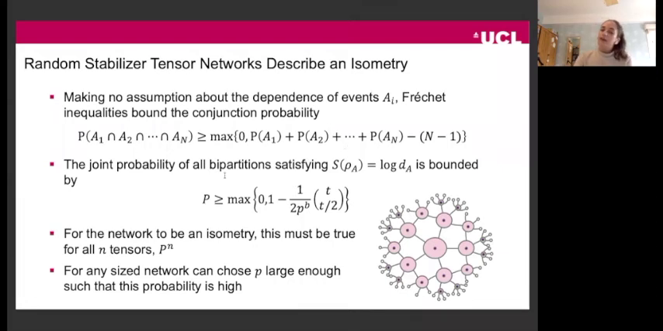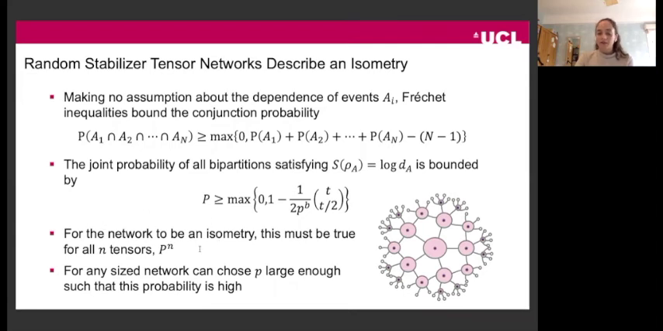So using this inequality along with the probability from the earlier slide, this gives us the joint probability of all bipartitions satisfying the entropy being maximal. And this is again bounded by here, where you can see that if I take P large, that's going to go to 1. So with high probability, we're going to have all of the bipartitions maximal, and the tensor is going to be perfect. However, for the network to be an isometry, we need this to be true for all of the n tensors, which are chosen independently in the network.